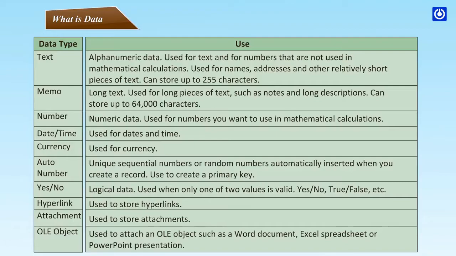Number: numeric data. Used for numbers you want to use in mathematical calculations. Date and time: used for dates and time. Currency: used for currency. Auto number: unique sequential number or random numbers automatically inserted when you create a record. Used to create a primary key.